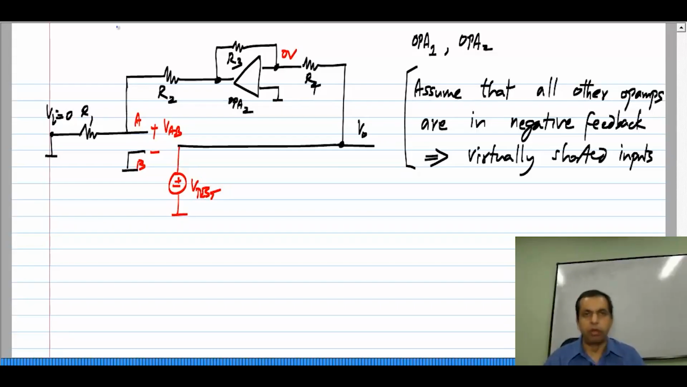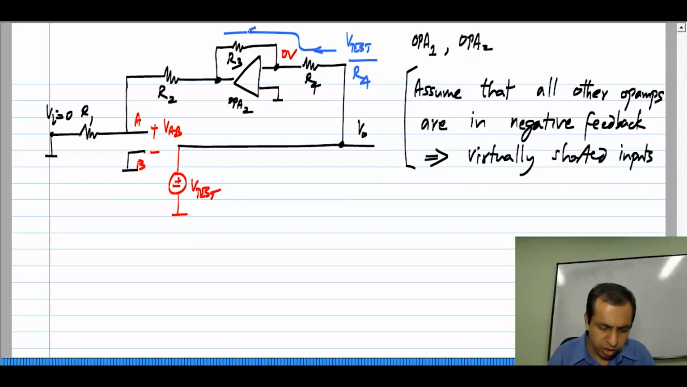Now, in those cases where you cannot make this assumption, if you proceed with making this assumption, you will run into a contradiction. So, that is one way of checking after the fact whether you can make this assumption or not. So, let us see what happens here if we do make the assumption. We have applied V test here, this point is at 0. So, a current V test by R4 flows that way, and of course, nothing flows into the input of the op amp, and the same thing will flow into R3 as well.